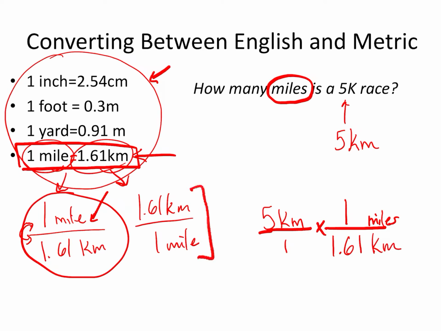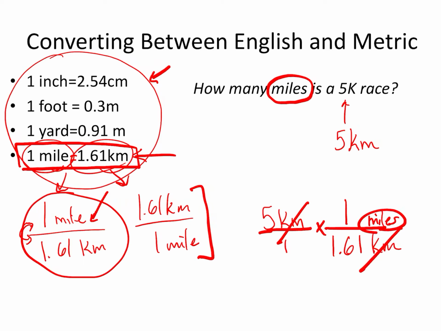If I use this, that wouldn't work because the kilometers would not cross out. The kilometers would be on the same side of the fractions, and I don't want that. I want them to be on opposite sides of the fraction. So when you multiply fractions, your kilometers units will cross out because they're on opposite sides, and you'll be left with miles, which is what we want, okay?